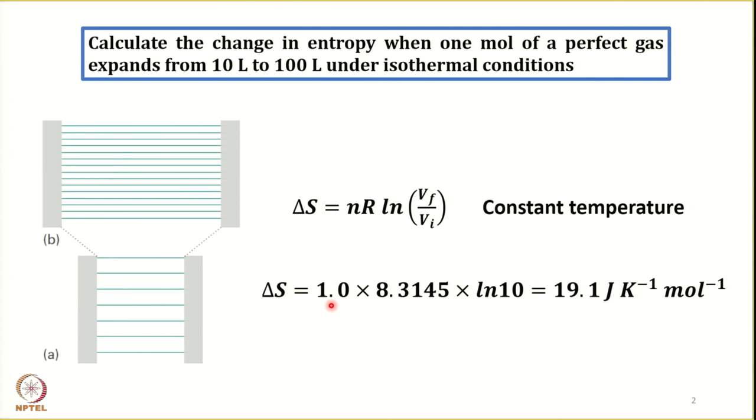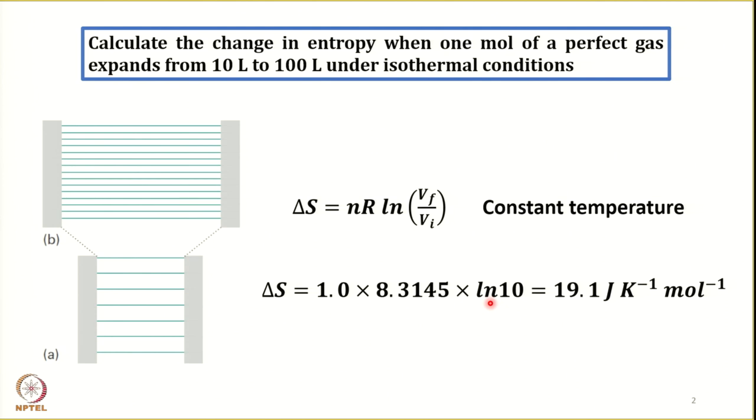Substitute the values: n equal to 1, R, and log 100 by 10. And what does the result come to? The result comes to 19.1 joules per Kelvin per mole, a positive result. That means as you increase the volume, the entropy increases. Mathematically, Vf over Vi is more than 1, so the logarithm of more than 1 is a positive quantity, therefore delta S should be positive.